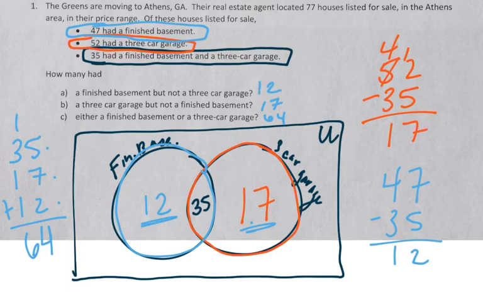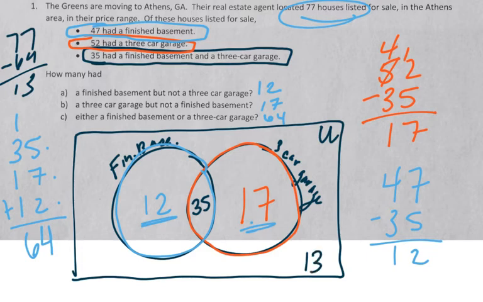Now look here. We added those up and we got 64. But there was a total of 77 houses. So that means that if I take 77 and I subtract 64, I'm left with 13 that do not fit any of these criteria. So 13 houses are within the houses that were listed, but did not have either a finished basement or a 3-car garage. So make sure you always account for that as well, because there could be a question that said how many had neither a finished basement or a 3-car garage? And the answer to that question would be 13.